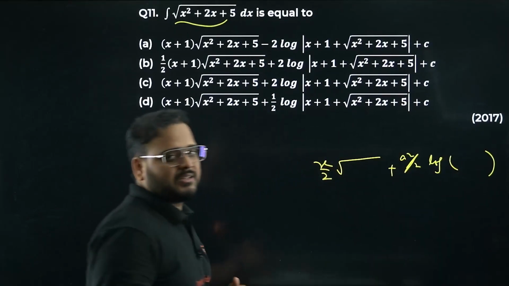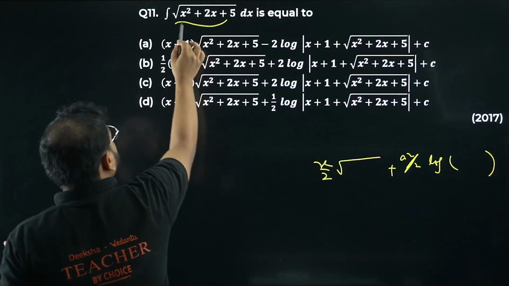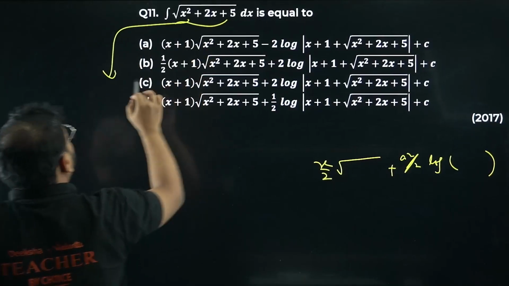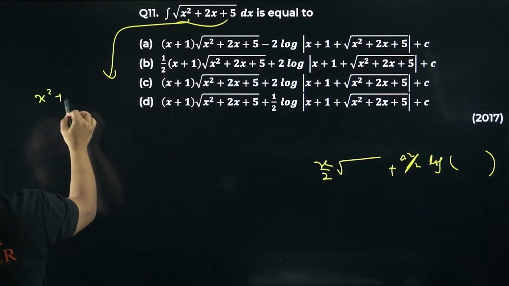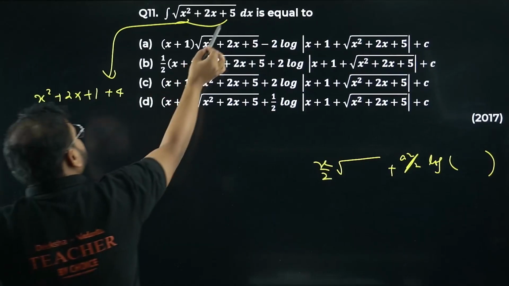Look at this very carefully. Again, same root will be there. So wherever you have this root, can you make the whole square over here? You have x square plus 2x. What is missing? Plus 1. What is it going to be then? 5 will split as 4 plus 1.